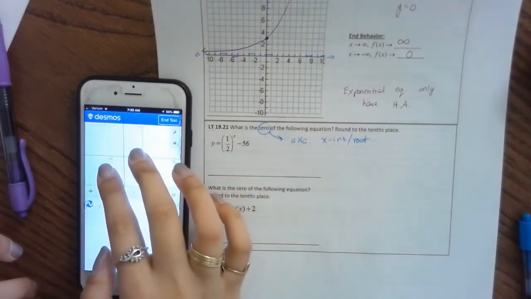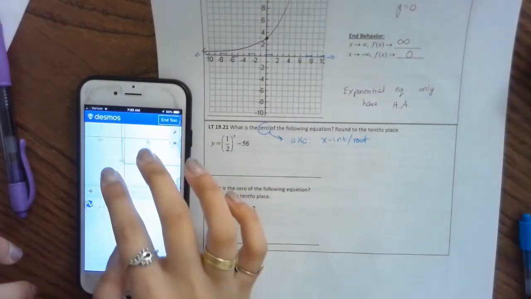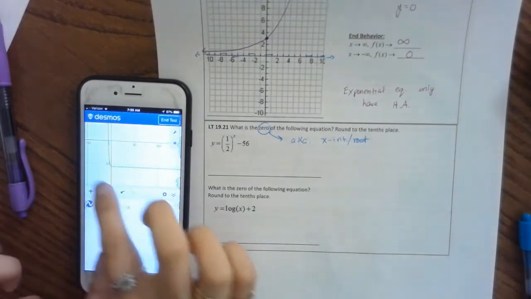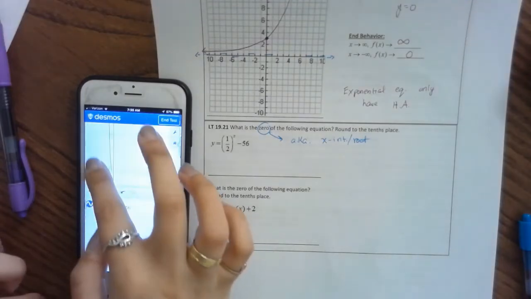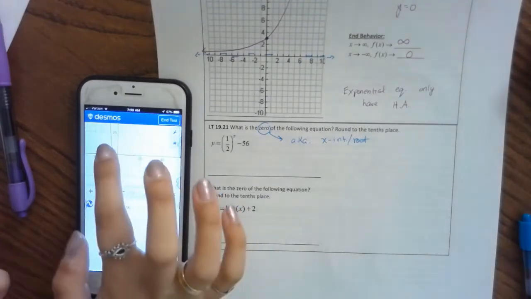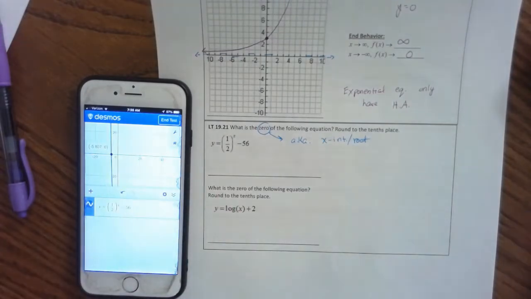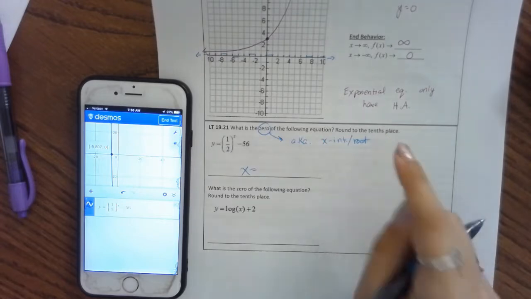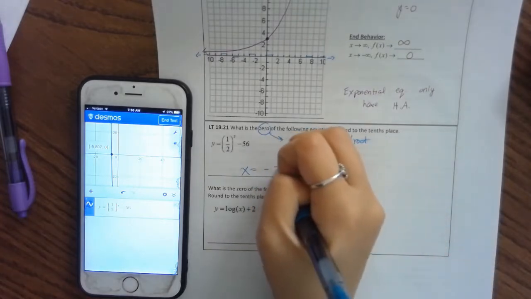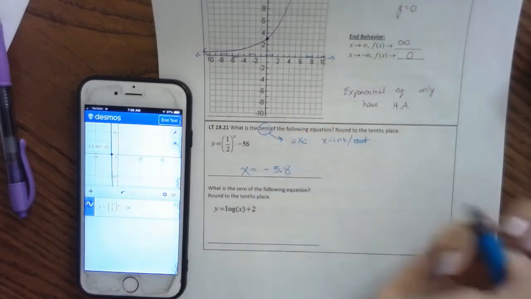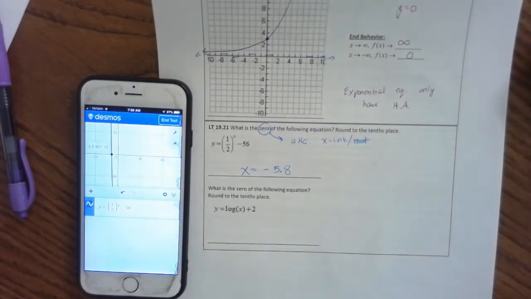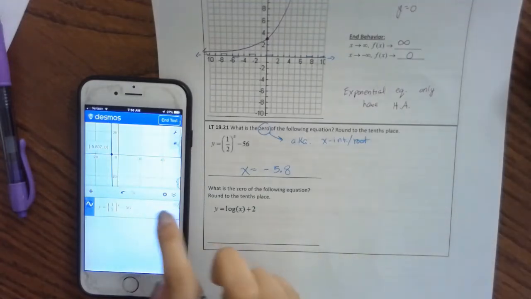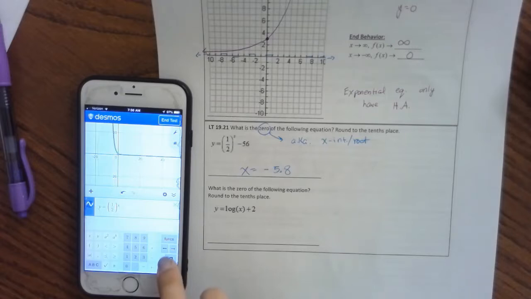So here we have our exponent function. It went pretty far down, but we just want the 0 or the x-intercept. For Desmos, we just have to tap it, and we get a decimal, which is fine, and it says round to the 10th place. So that's negative 5.8. Done.